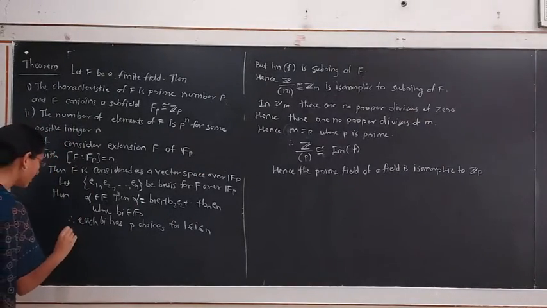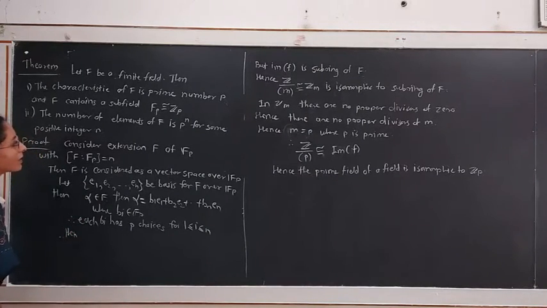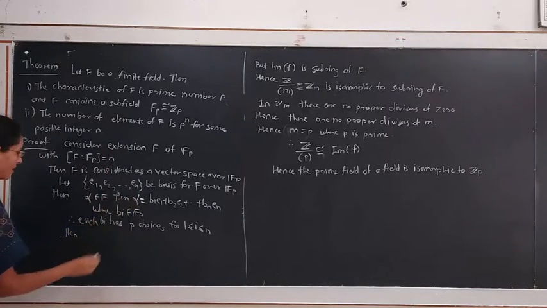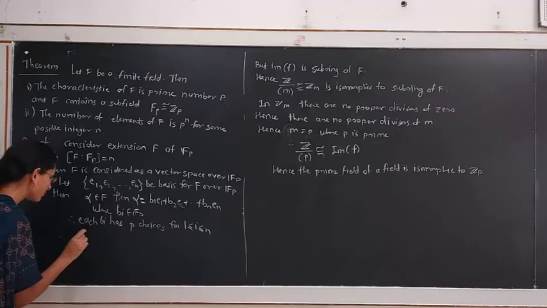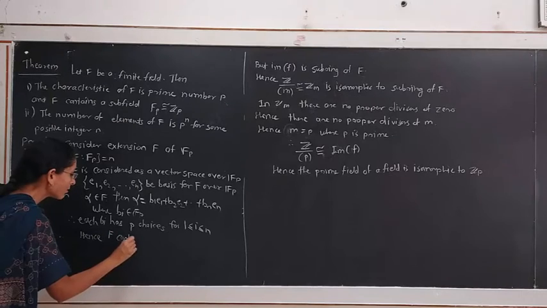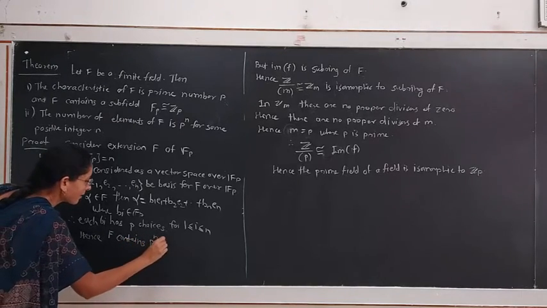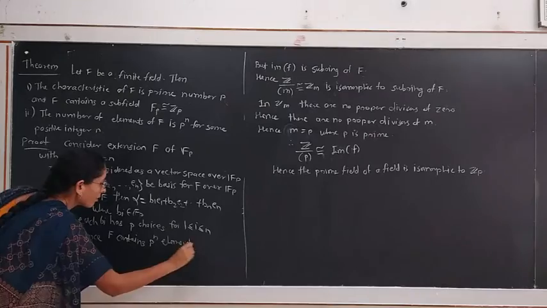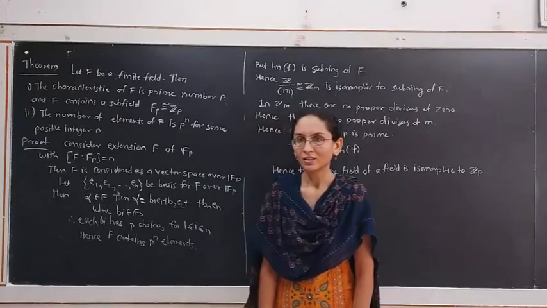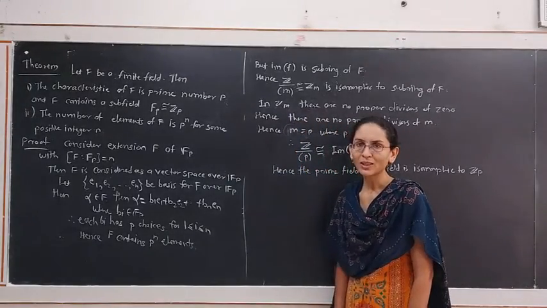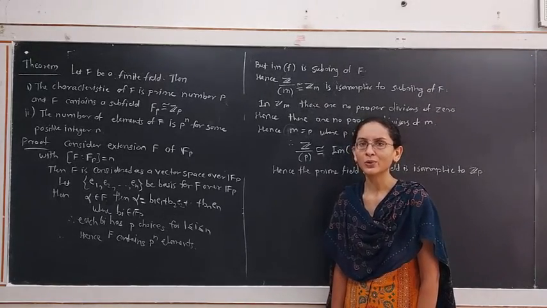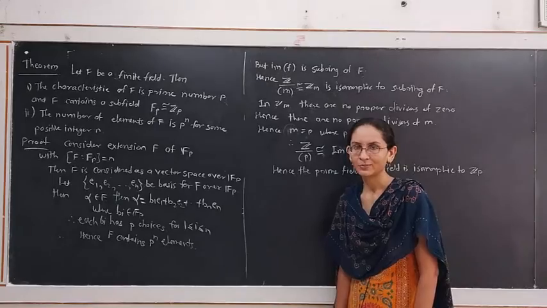Hence, there exist p raised to n such alpha. Hence, field F contains p raised to n elements. If F is a finite field, then we consider the number of elements of the field F, not only p elements, but we can also consider that number of elements as p raised to n, where n is some positive integer.